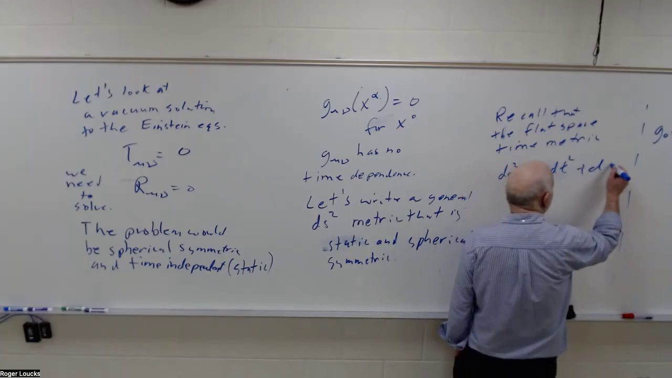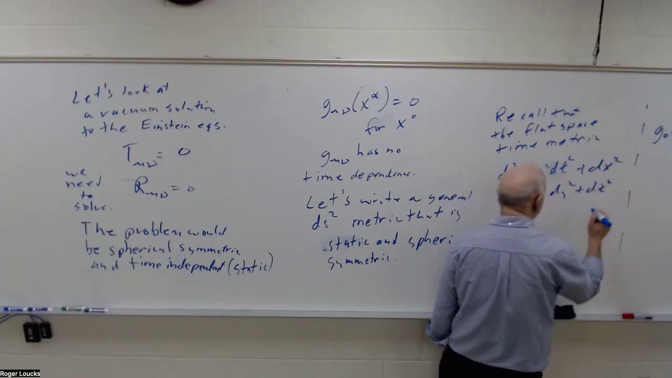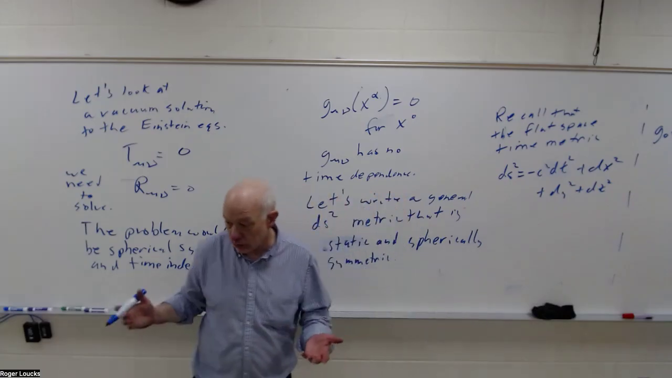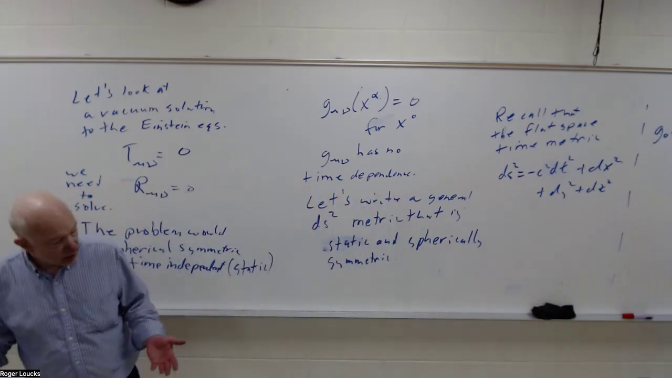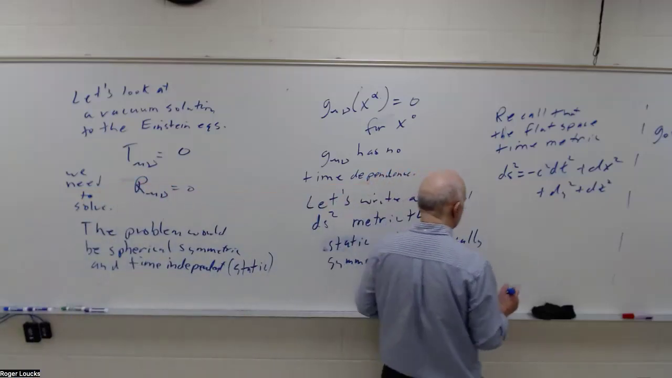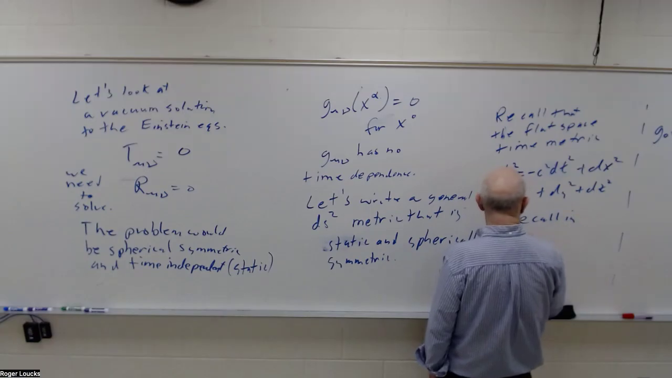So dx squared plus dy squared plus dz squared, and that's perfectly fine in Cartesian coordinates. But we could also write that in terms of spherical coordinates. Remember when we put it in terms of spherical coordinates? So recall, in spherical coordinates.